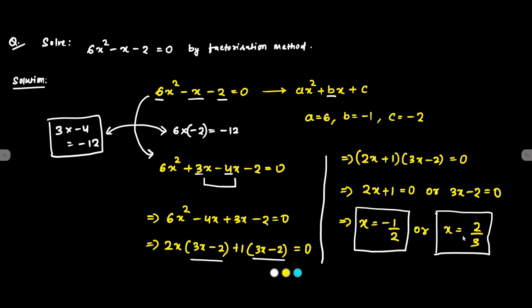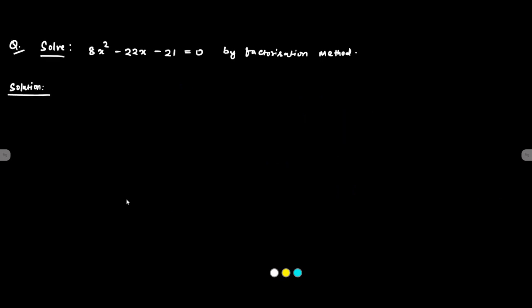Okay, so this is the solution. Here is another question on solving quadratic equations through the factorization method. It is given: solve the quadratic equation 8x² − 22x − 21 = 0 by the factorization method. First we'll write the equation.